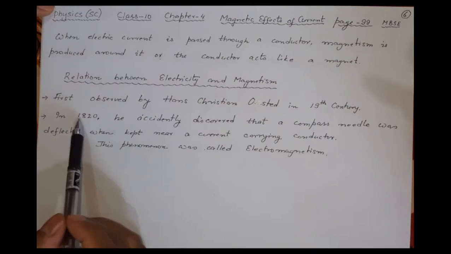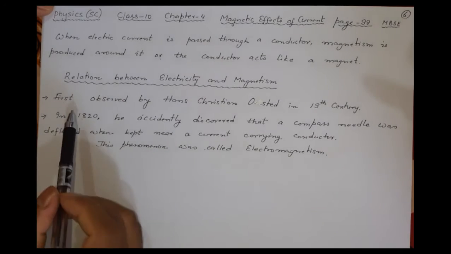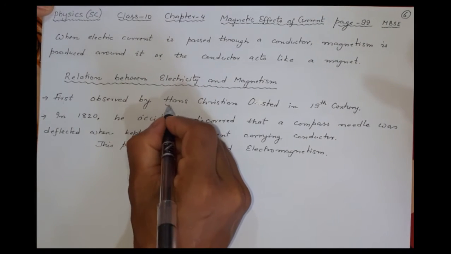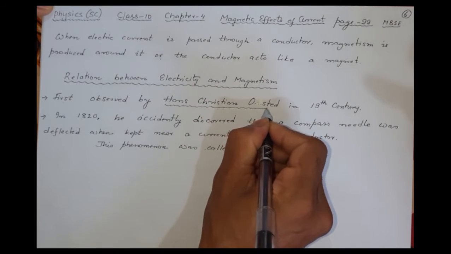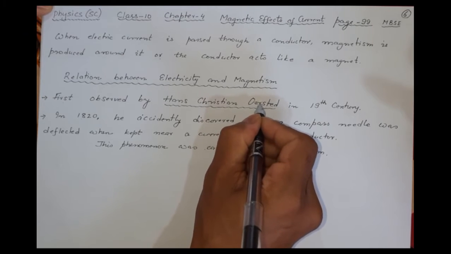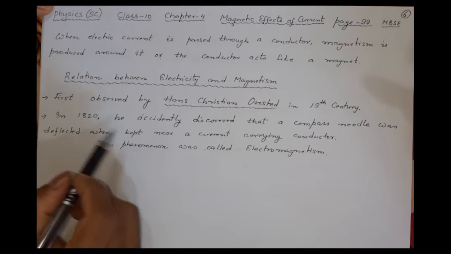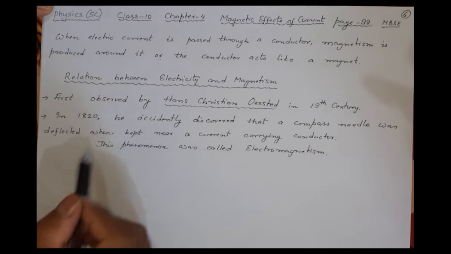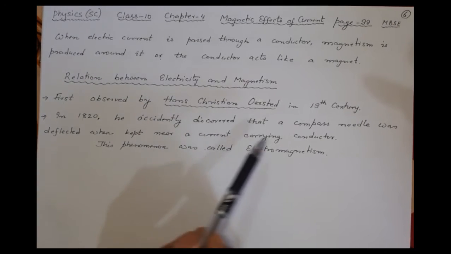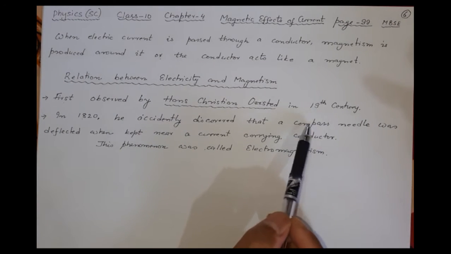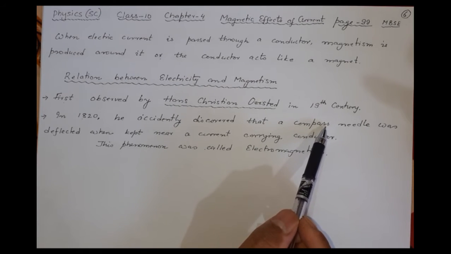First, in 1820, in the 19th century, before 1900, what happened? A person whose name is Hans Christian Ørsted, in 1820, accidentally, without intentionally trying that, he was doing something else, but he found that a compass needle, you remember the compass needle, which can detect magnetic regions, where it is north, south, all that.